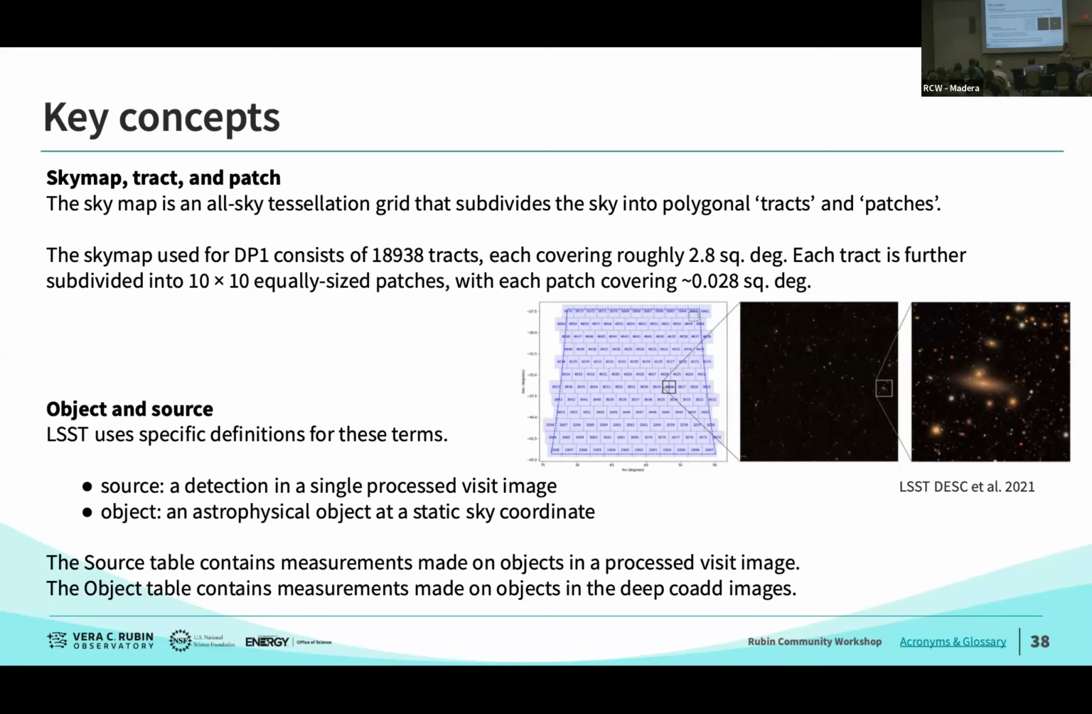So these deep co-added images are what we use to do static sky object detection. This is what goes into making the object table. So Gloria was telling you about the source table, which comes from source detection on individual visit images. But the object table in that context goes much deeper, as we do source detection on these static sky images that are co-added over many visits.